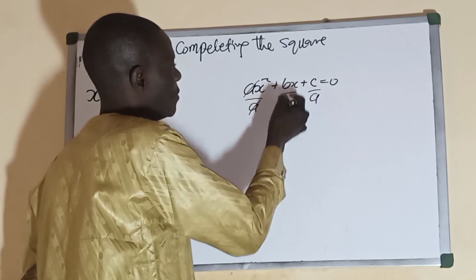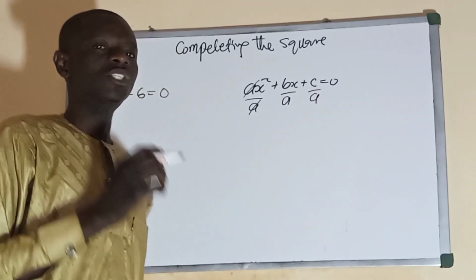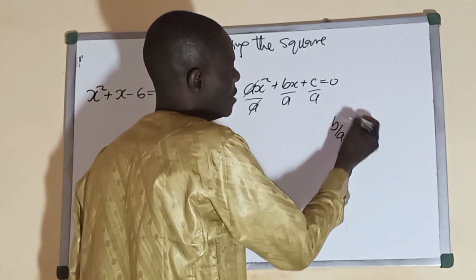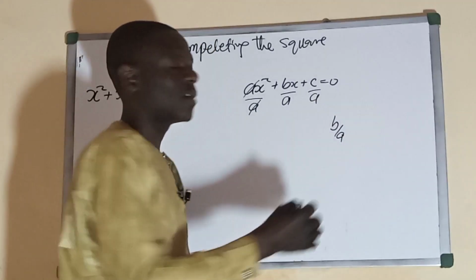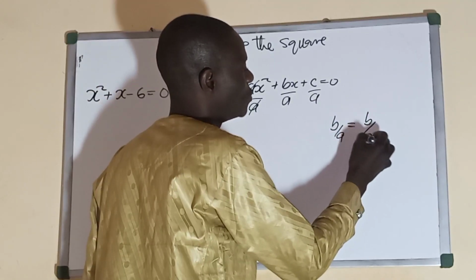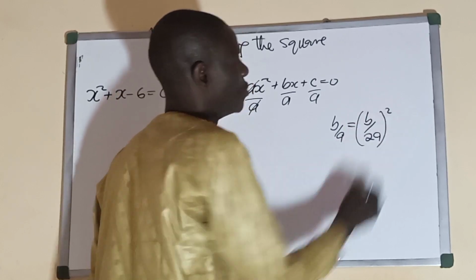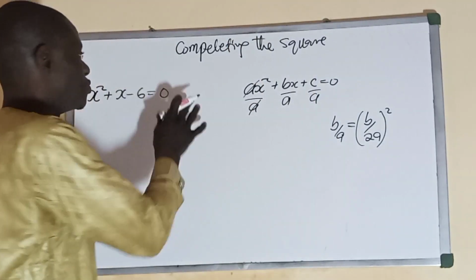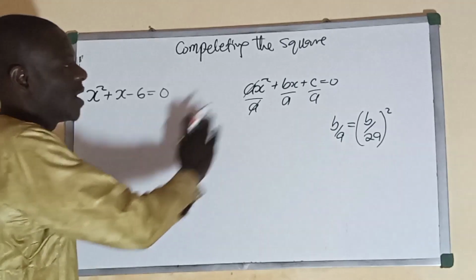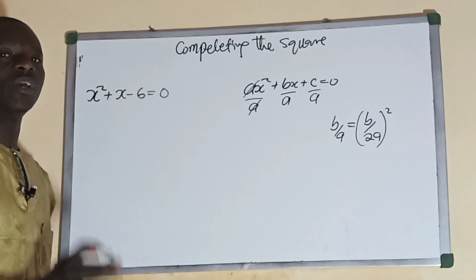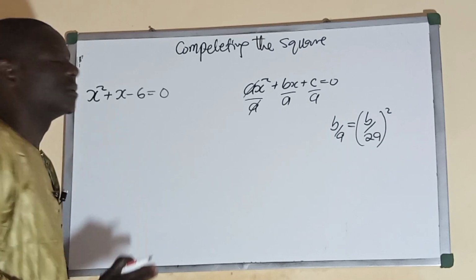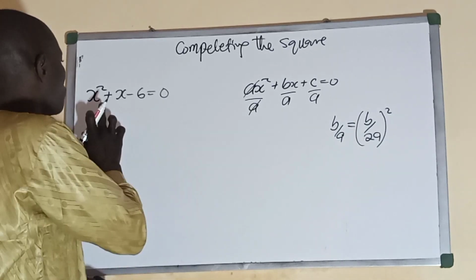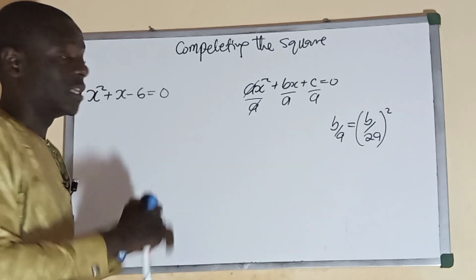You can see that you may have a new coefficient of x. This new coefficient of x, b over a, you have to divide by 2, or take half of it, which equals b over 2a. You square it, and after you square it, you add it to both sides. If you add it to both sides, the left hand side of the equation becomes a perfect square. Then you take the square root of both sides of the equation, and then solve for x.